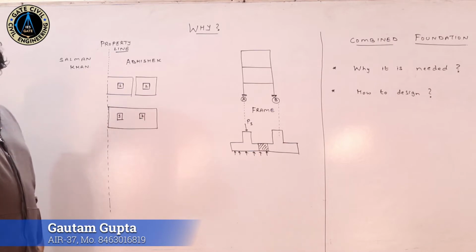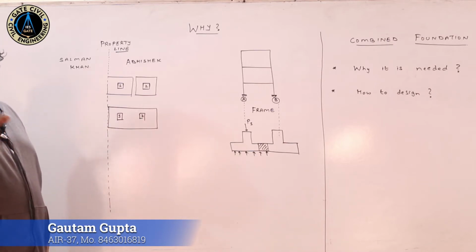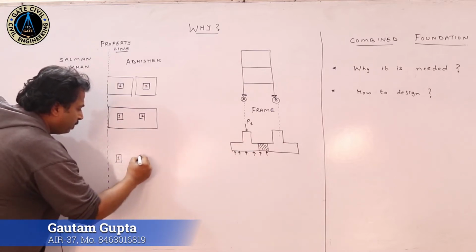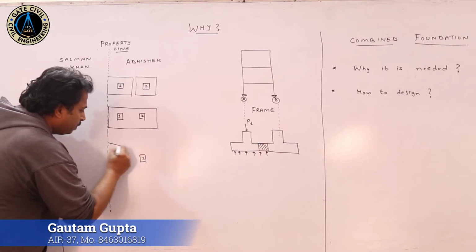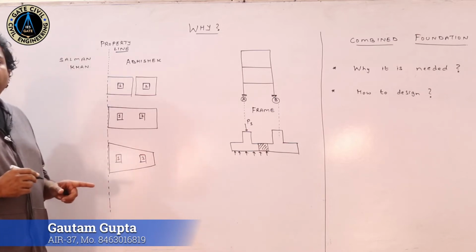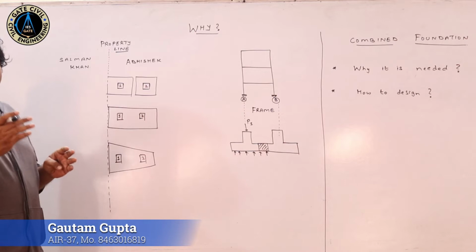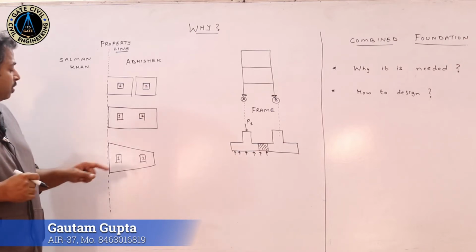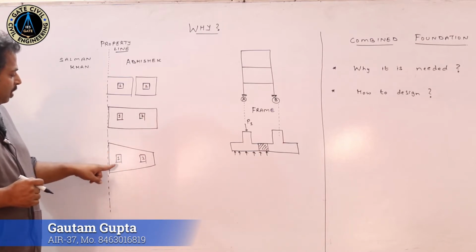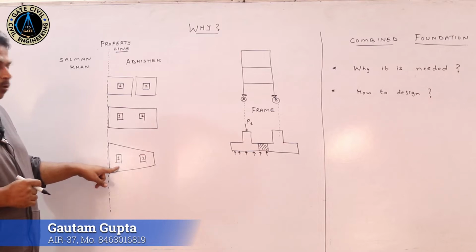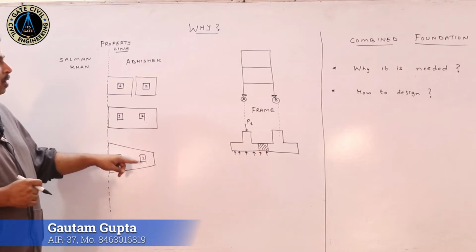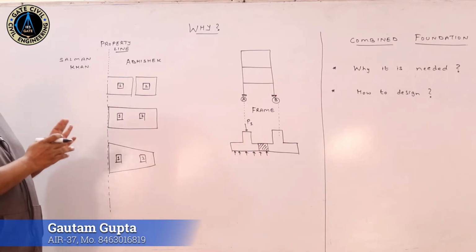Now, a combined footing can be of rectangular shape as well as of trapezoidal shape. This is the trapezoidal shape, in this form. Generally, the trapezoidal combined footing is provided wherever we have a very large difference in the load coming on the first and the second column. As we can see from this diagram, the load on column 1 is quite large compared to the load on column 2. So, this is the basic reason why we need a combined footing.